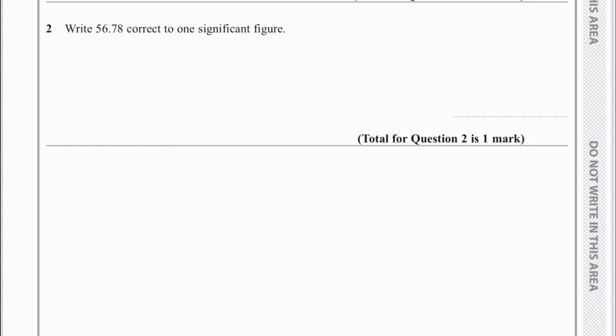It says write that number correct to one significant figure. So what we do is we look at the first significant figure, and my question is, does that change to a 6 or does it stay as a 5? Well, it's going to change to a 6 because the number afterwards is more than 5. So if it's more than 5, it's going to change the number in front of it. However, that 5 is in the tens column, so I've got to keep it there. So the answer to this particular question is 60.